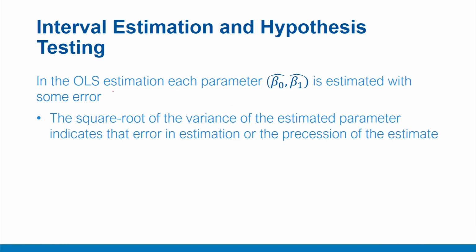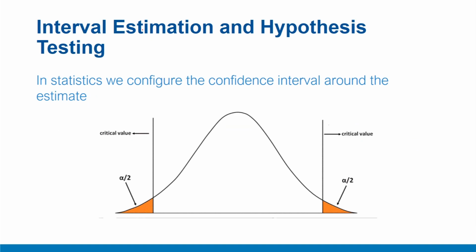Please recall that in OLS estimation of a regression model, each parameter estimate, for example beta 0 hat or beta 1 hat, is estimated with some error. The square root of the variance of this estimated parameter indicates that error in estimation, or essentially the precision of that estimate. So the variance of this parameter estimate, we take the square root of that, which becomes the standard error of this estimate. Let us examine how this standard error plays a very important role in hypothesis testing and confidence interval estimation around this coefficient.